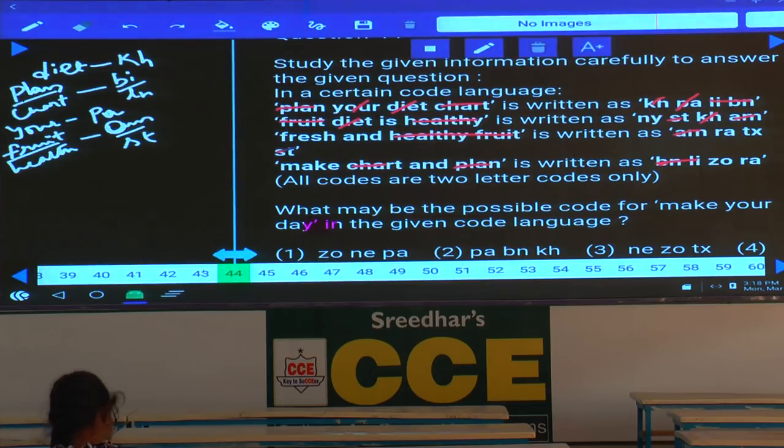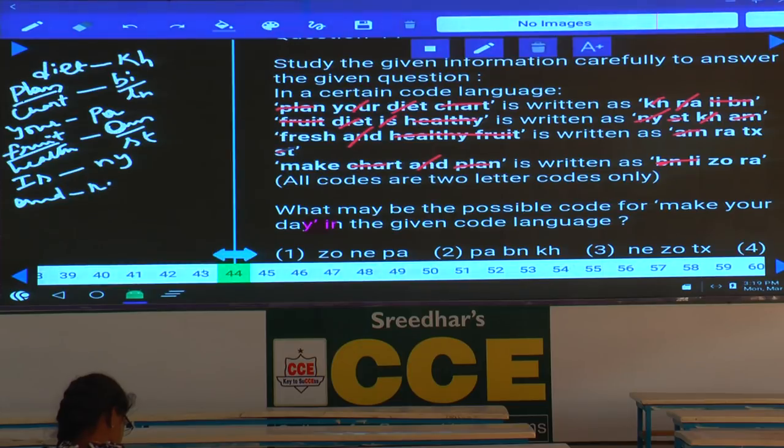Then, now in the second sentence, 'is' is the only word which is left over and the code which is left over is NY. Hence the code to the word 'is' is NY. Then compare the third and the fourth: 'and' is the only word which is common and the code which is common between these two is RA, isn't it?